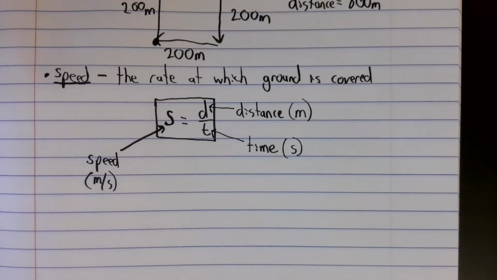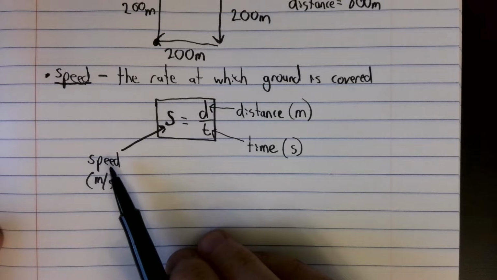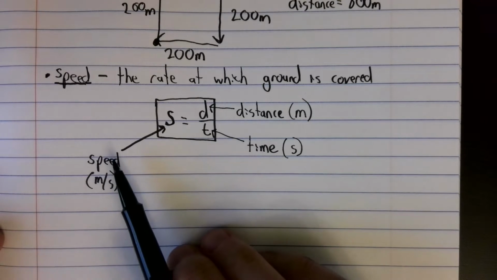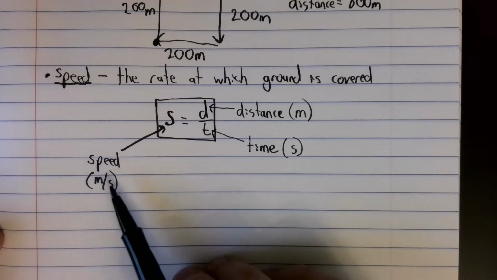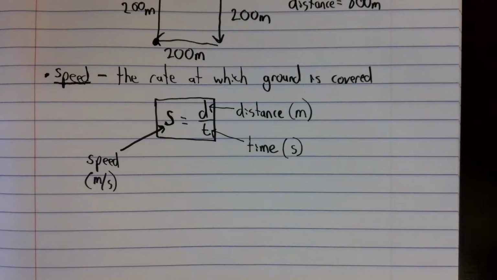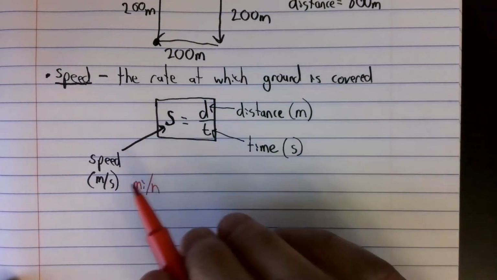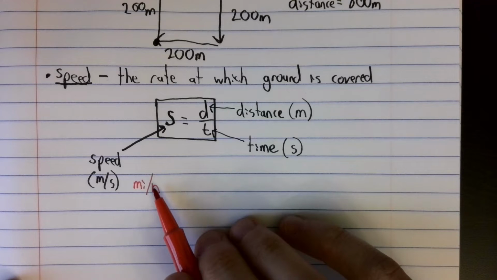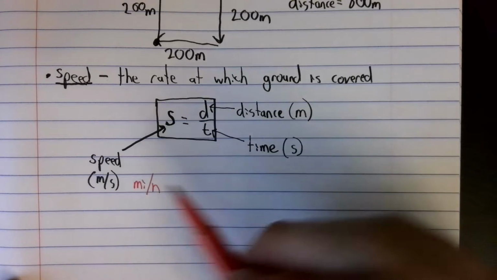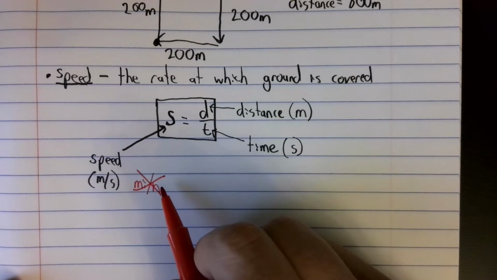Notice these units that I have in here. Speed can be measured in many things: miles per hour, kilometers per hour, but we're going to use meters per second. So if you see a speed measured in miles per hour, that's an indication that you need to convert it. You need to do a unit conversion and turn it into meters per second. So although miles per hour is an actual unit for speed, we're not going to use that.